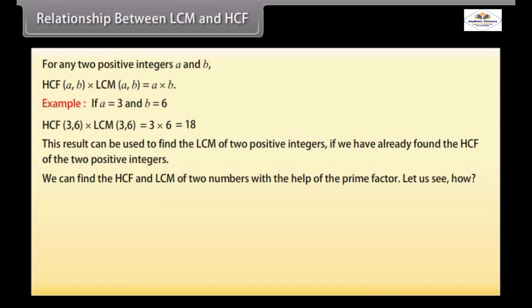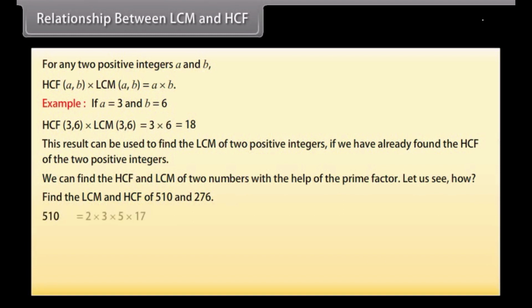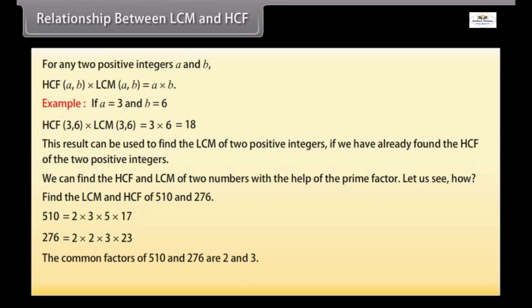We can find the HCF and LCM of two numbers with the help of the prime factors. Let us see how. Find the LCM and HCF of 510 and 276. 510 is equal to 2 into 3 into 5 into 17. 276 is equal to 2 into 2 into 3 into 23. The common factors of 510 and 276 are 2 and 3. Thus, the HCF is equal to 2 into 3.